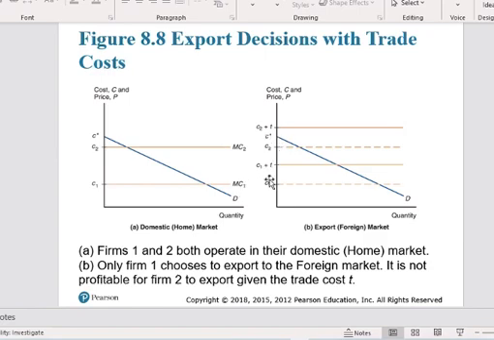So if both of them have to pay for the trade costs, then trade costs C2, after paying the trade costs, will put firm 2 beyond C star, at a cost that does not allow them to run this business. So they will not be able to serve the foreign market, but firm 1 will be able to serve the foreign market even after paying the trade cost here, because it's still below C star.